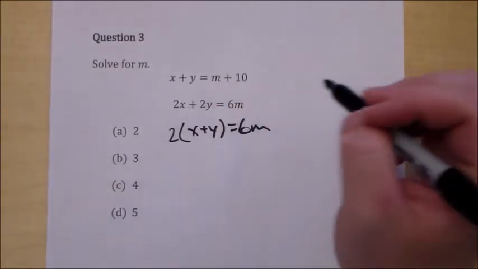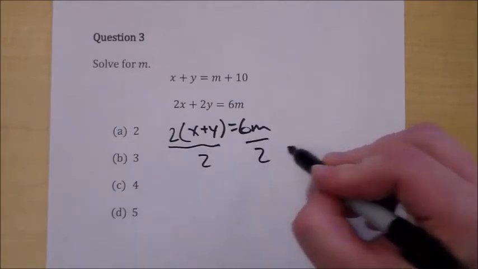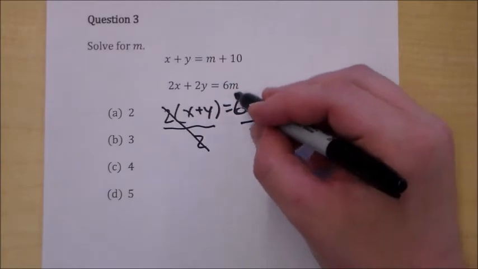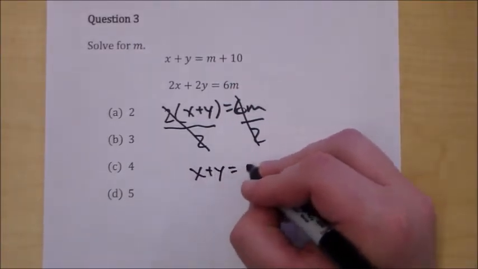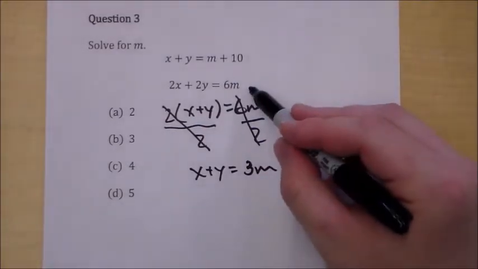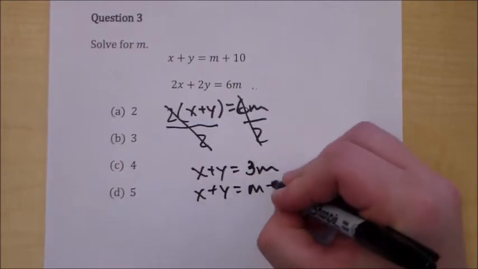That's good legal math. We just factored out a 2. And now we divide both sides by 2. That's good legal math. Whatever you do to one side of the equation, do the same thing to the other. That cancels out, and 6 divided by 2 is 3. Now we have X plus Y equals 3M, and that's what this equals. And over here we have X plus Y equals M plus 10.